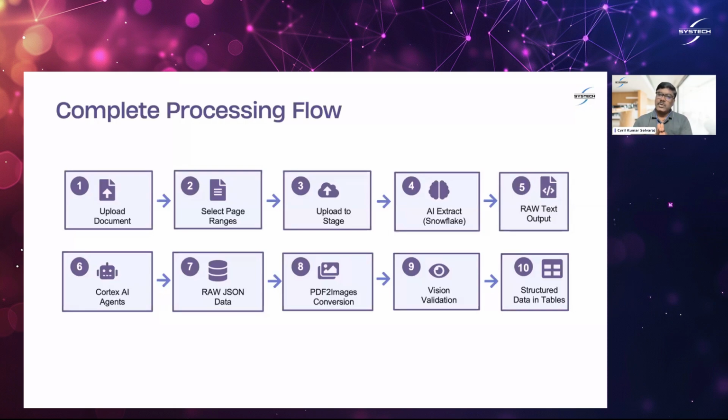And from there, we use extract SQL functions to extract the raw text, and the raw text is fed into your agents. Those agents will generate your structured data, JSON data, and this structured data is validated against the PDF to image conversion. We convert the original documents into images, so that we can use vision validation, which will extract the data from the images and compare it against the extracted data. Finally, after verification, the data is written to your structured tables.